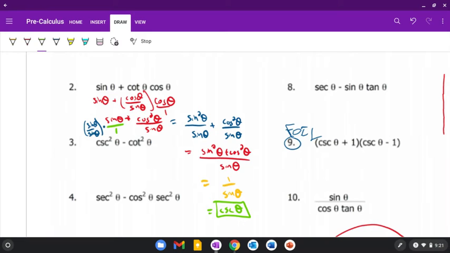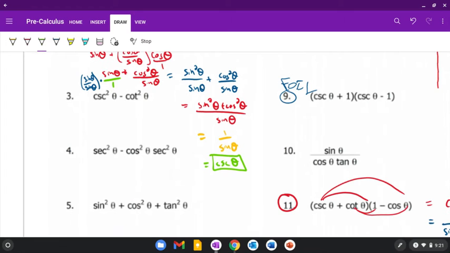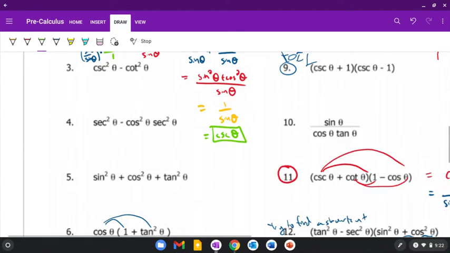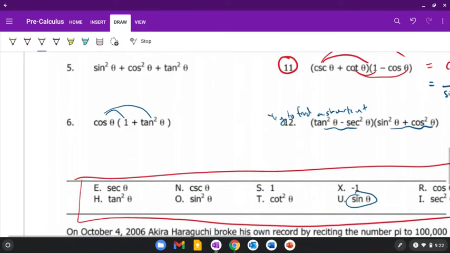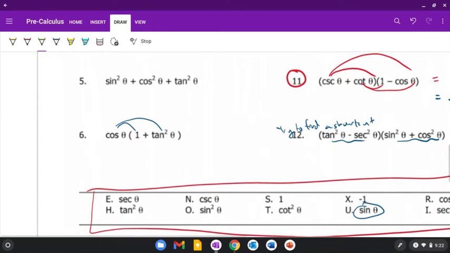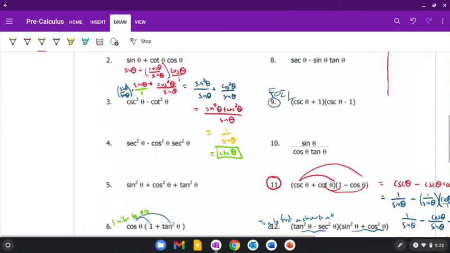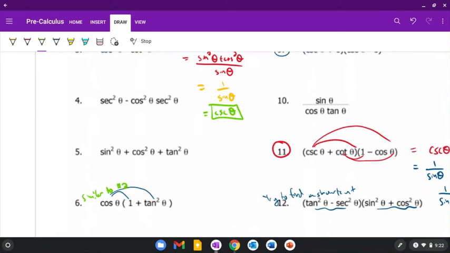Again, do your best on these. Some of them are easy, some of them not so easy. But do the best that you can. Number 6, after you distribute, you will actually have to do a similar thing to what we just did in number 2. Similar idea. So do your best on those guys.